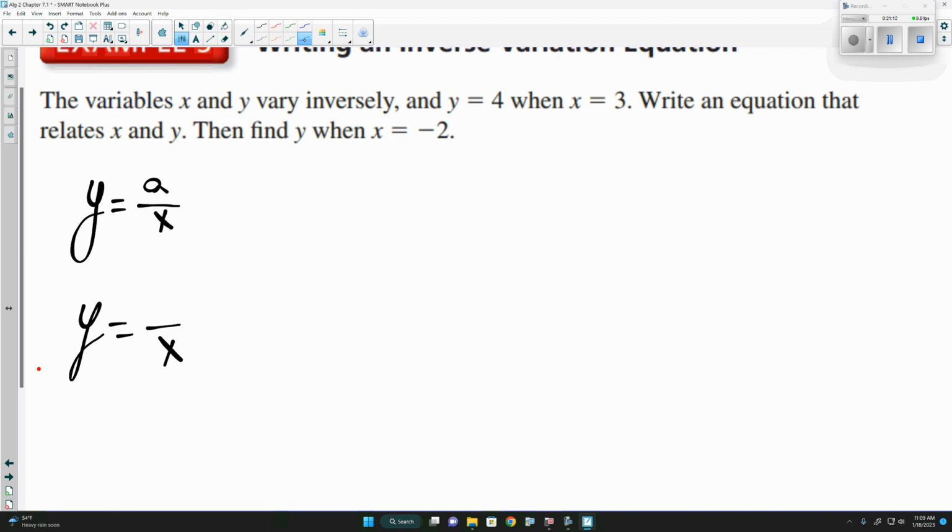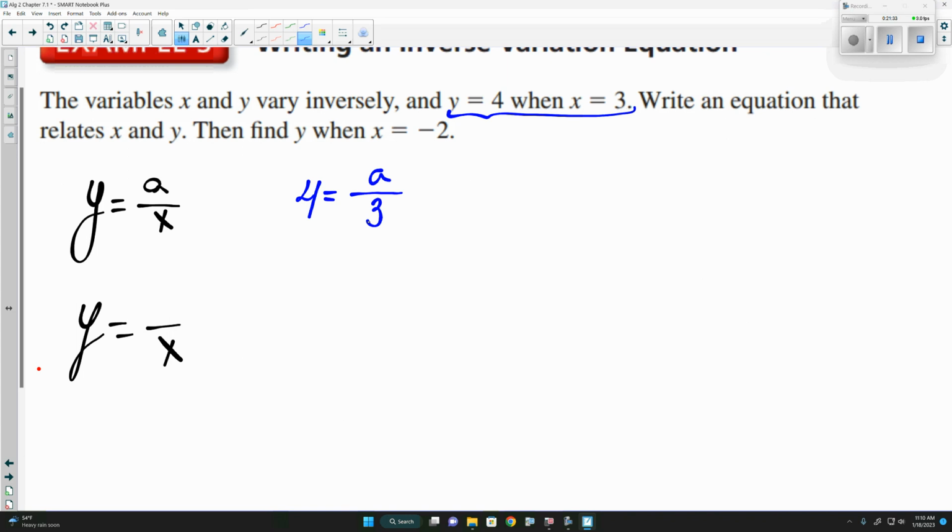Now to find the value of a, they gave us the one piece of information that we need. They said when y is 4, x is 3. And we can plug it in. So we're saying when y is 4, so 4 is equal to a over 3. When y is 4, x is 3.